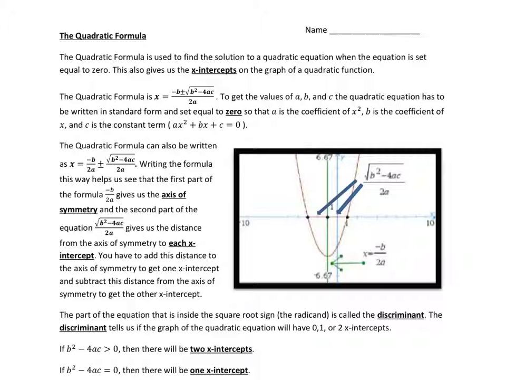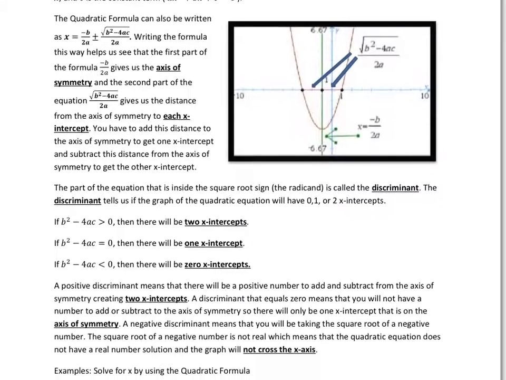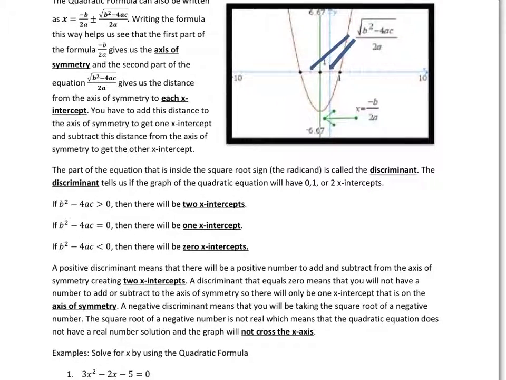The part of the equation that's inside the square root sign, which is referred to as the radicand, is the discriminant. The discriminant tells us if the graph of the quadratic equation will have 0, 1, or 2 x-intercepts. If b squared minus 4ac is greater than 0, then there will be 2 x-intercepts. If b squared minus 4ac equals 0, then there will be 1 x-intercept. And if b squared minus 4ac is less than 0, there will be 0 x-intercepts.